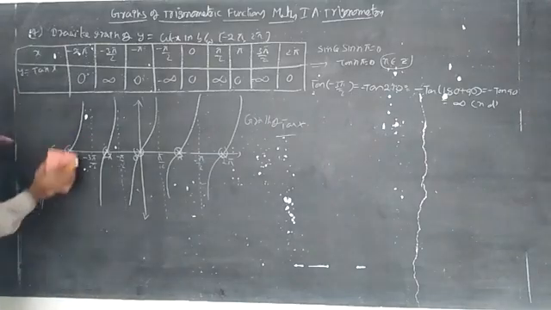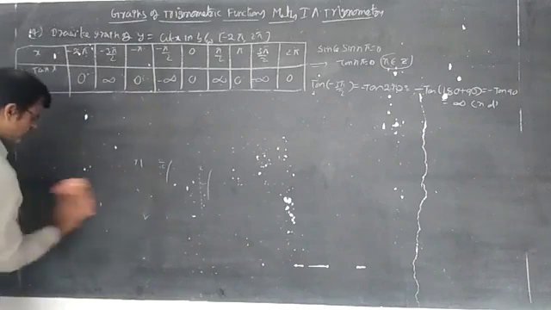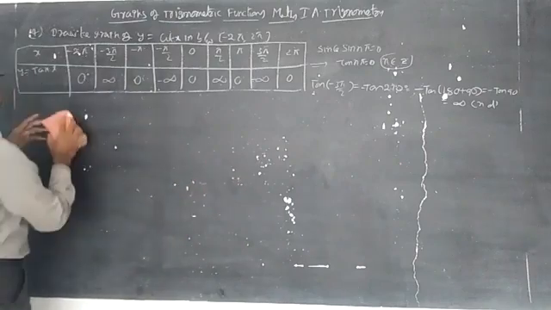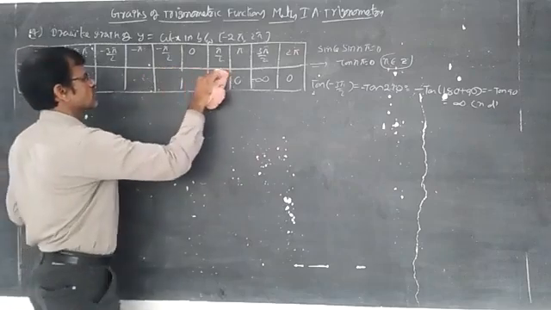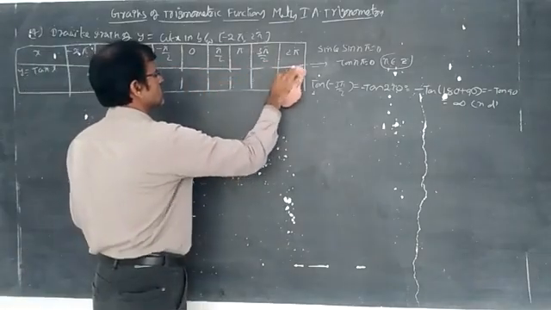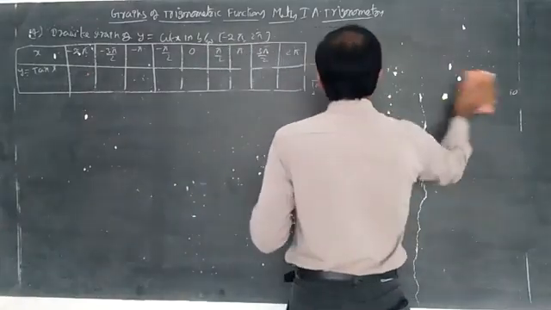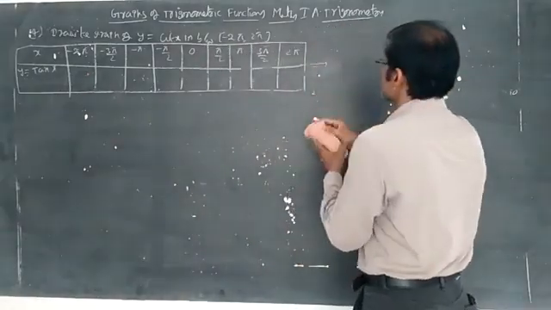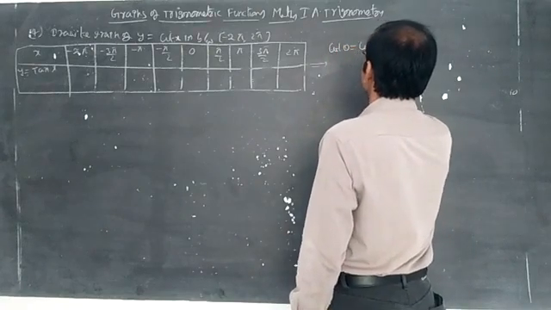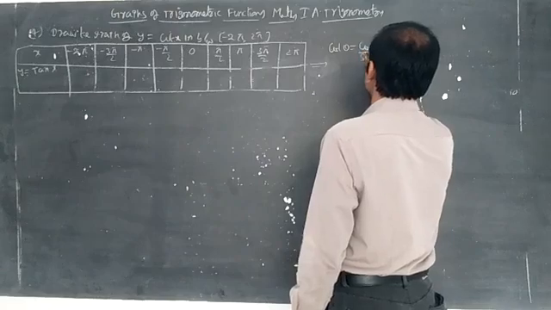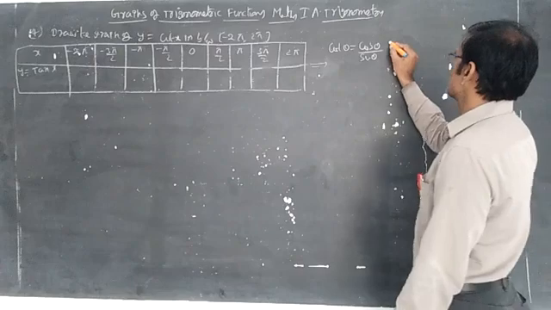This is the graph of tan x. Depending upon the same values, you can construct another graph, the graph of cot x. Here we can write, remember the formula: cot theta is equal to cos theta by sin theta.